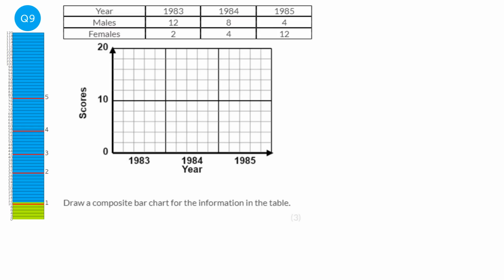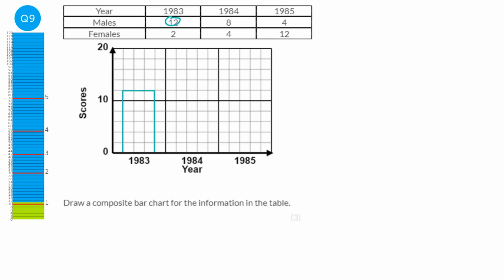So a composite bar chart is where you'll stack the bar charts on top of each other. So we're going to start with this 12 here. And so I'm just going to do a bar up to 12. And these lines go up in 2s, so it would be there.